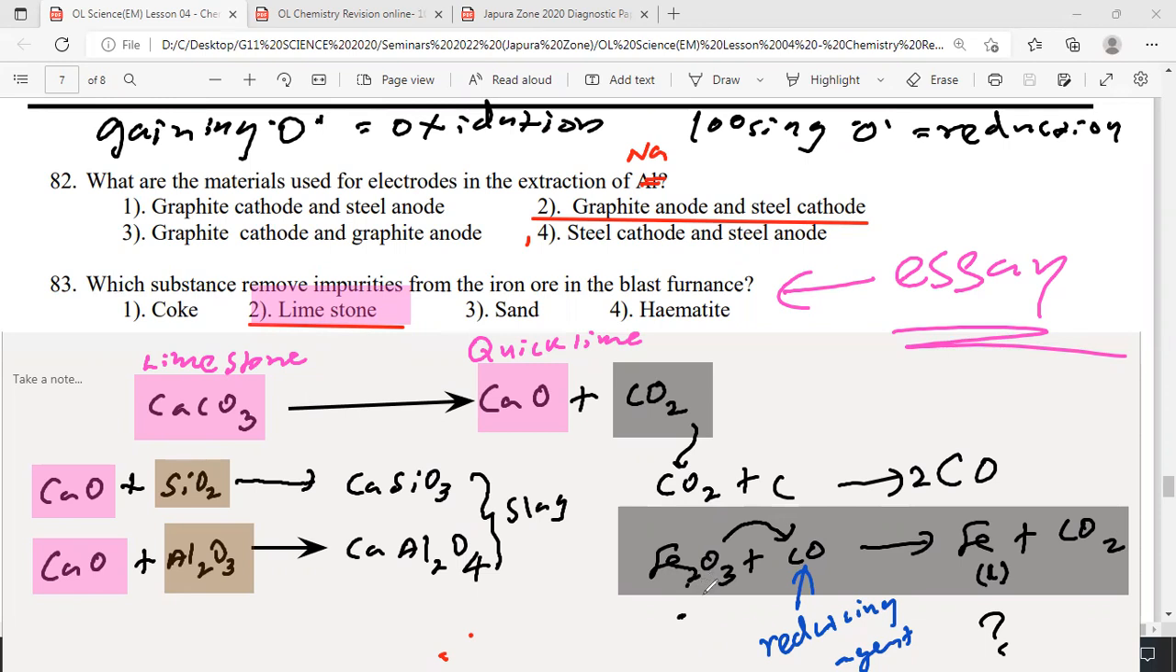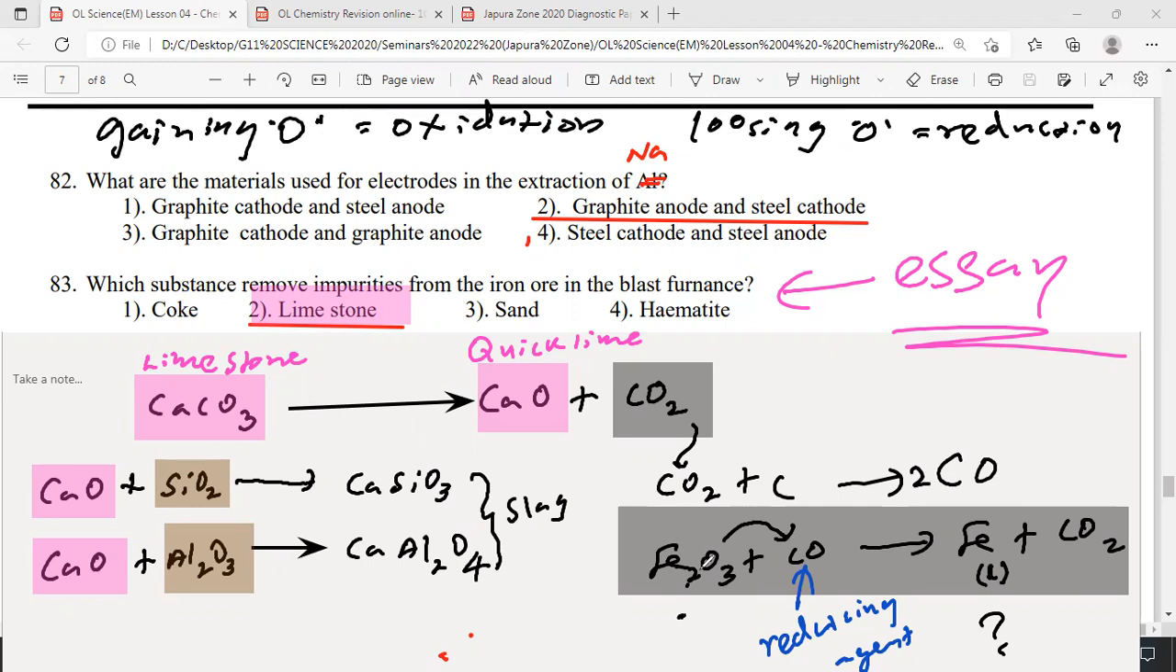Therefore, the reducing agent oxidizes by gaining oxygen. So the reducing agent, the name, is not just because it undergoes oxidation, it makes the other substance reduce. Who makes the other substance, hematite, reduce? Carbon monoxide. That's why we call it thermal reduction by carbon monoxide.